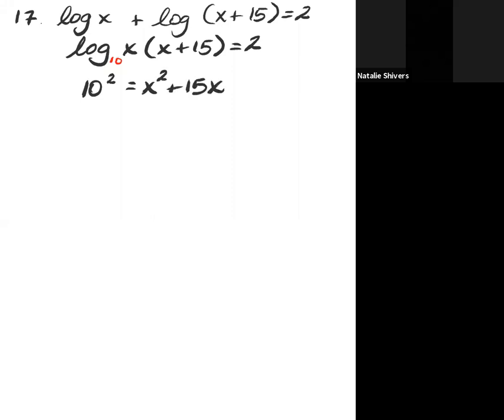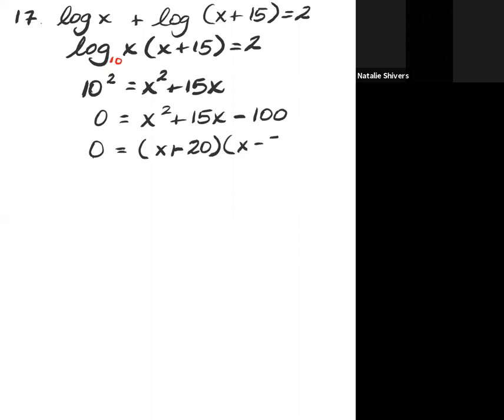Okay. Then we're going to subtract to make it a trinomial. 0 equals x squared plus 15x minus 100. Then we're going to factor. We get x plus 20, x minus 5. So x equals negative 20 or a positive 5.